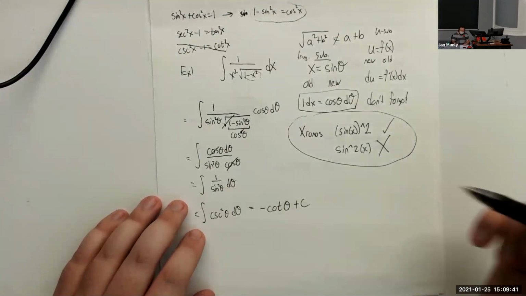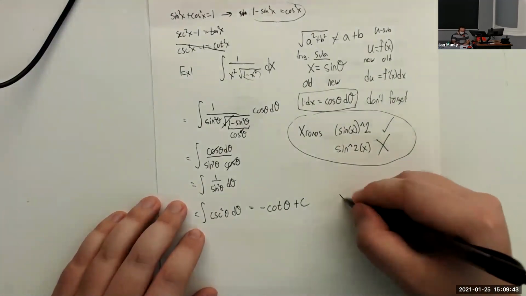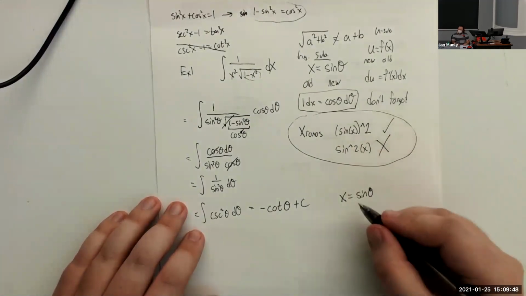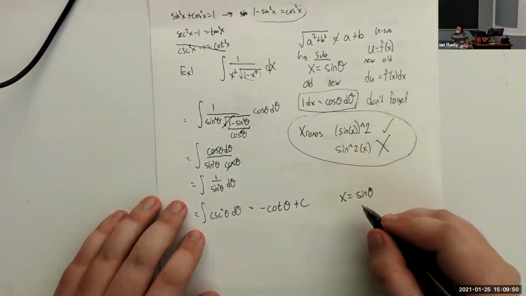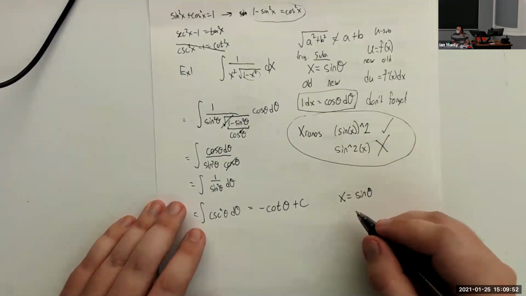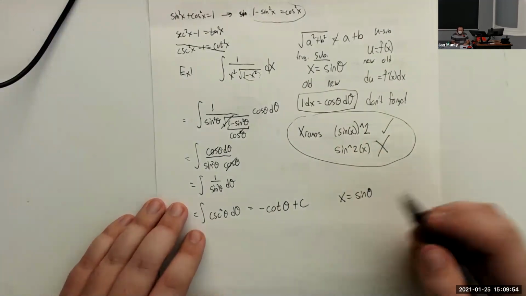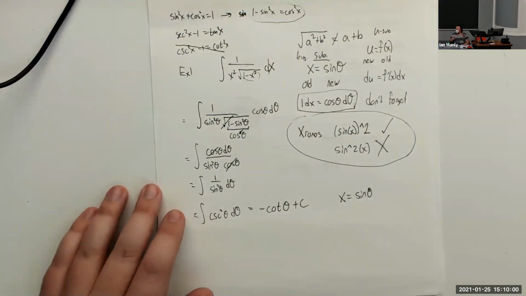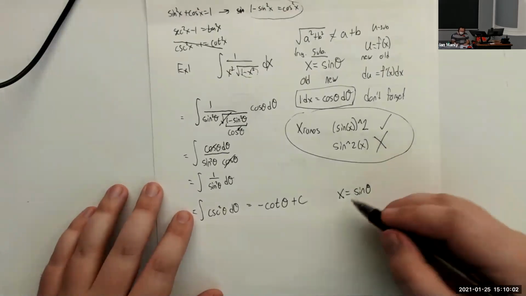Well, let's remember what our original substitution was. We have x is equal to sine of theta, right? This is the original substitution right here. As to how you got to the substitution, like how I picked x equals sine of theta, I'm going to go over that after this problem. I'm going to give you guys a way to know which substitution to do for each one. All right, so we have x is sine of theta.